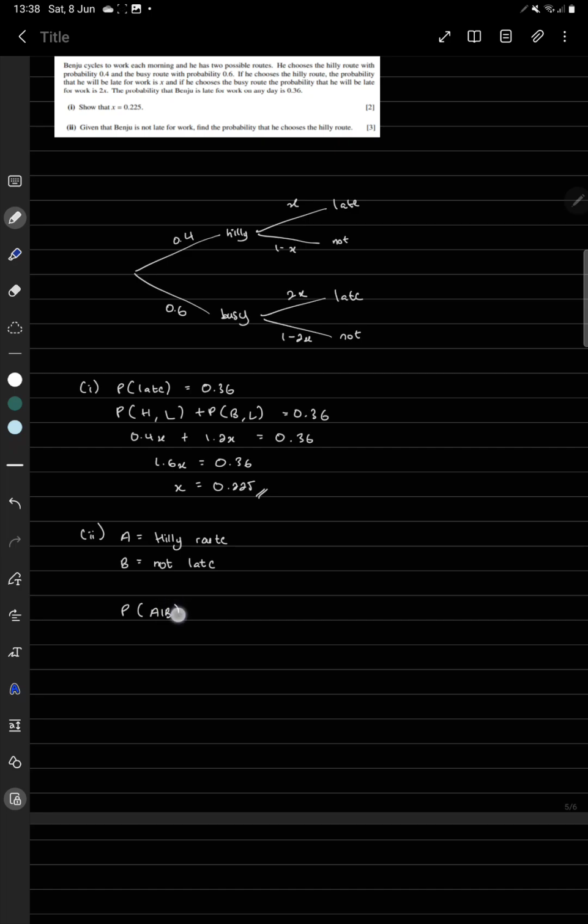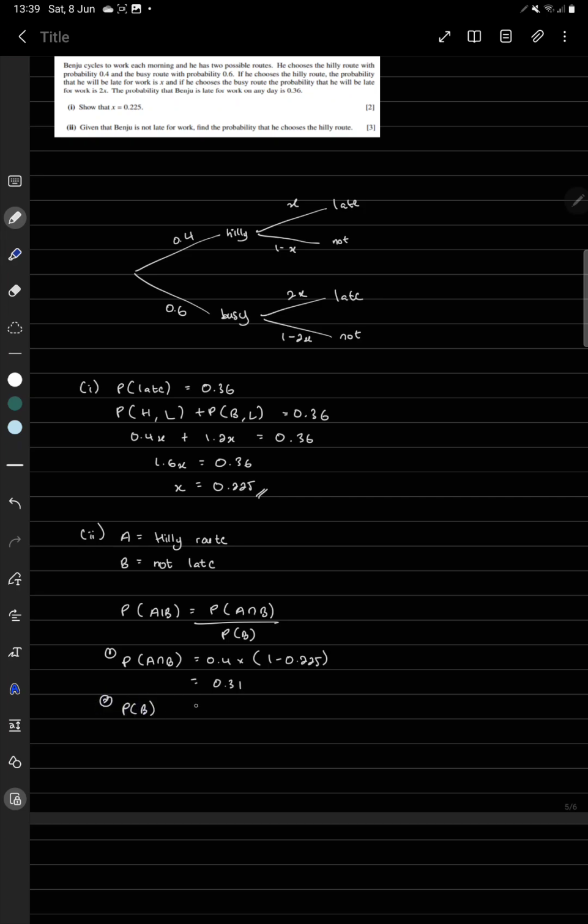So A given B is equal to the probability of A intersecting with B over the probability of B. First, let's find the probability of A intersecting B. Benju has to go on the hilly route, which is 0.4, and he must not be late, which is 1 minus 0.225. That will give us 0.31.